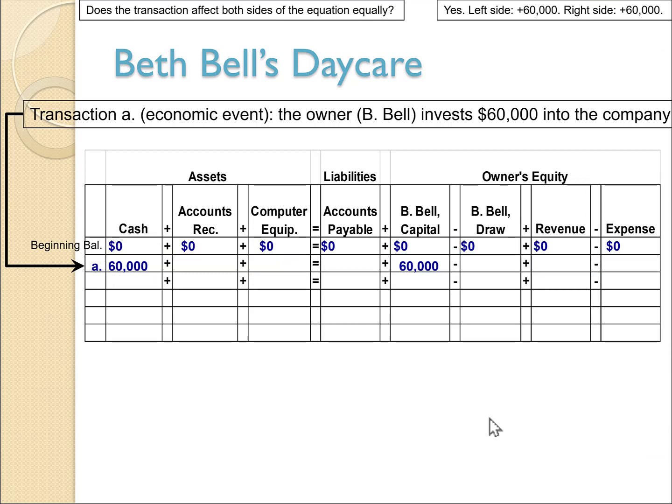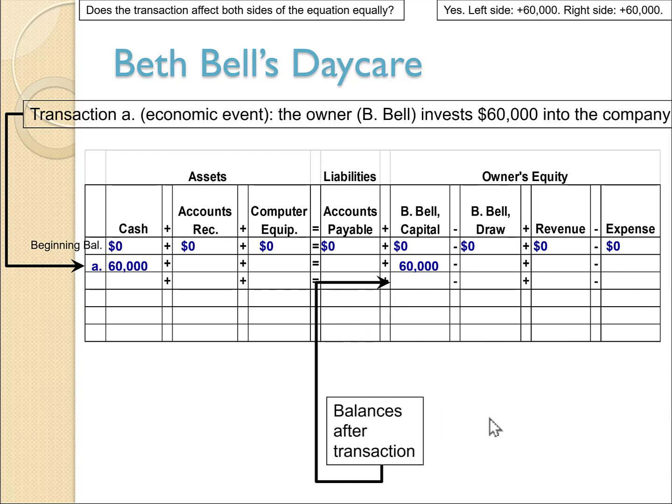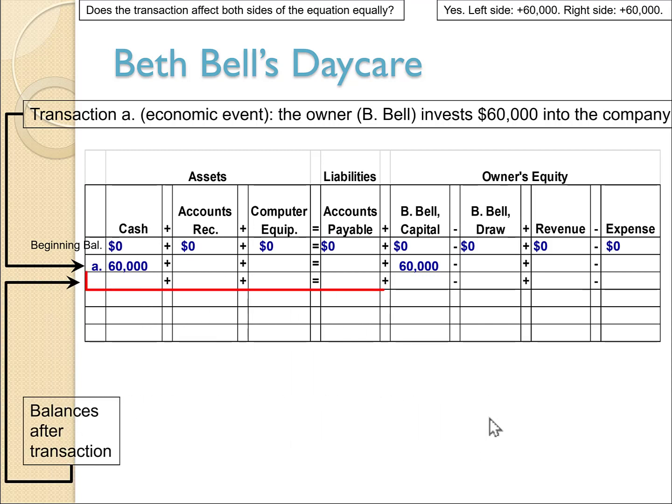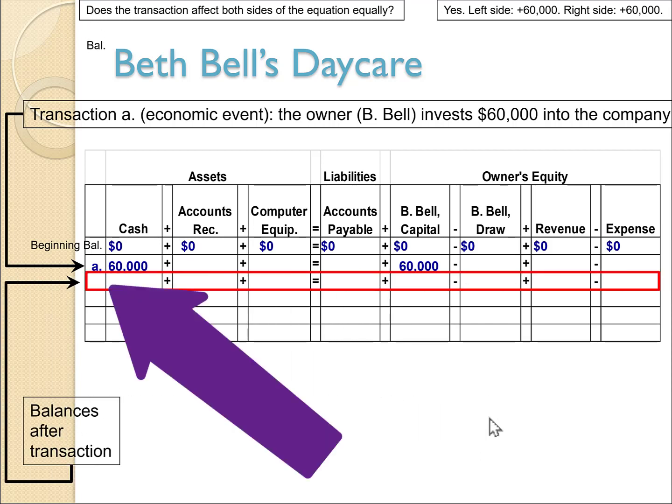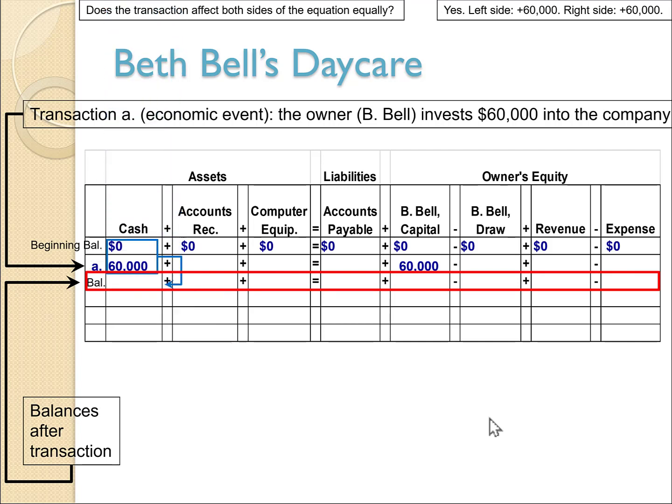Now, after every transaction, we need to know our balances. And this first calculation of balances is super easy. So we're going to calculate our balances on the next row. So we're going to write BAL, which stands for balance. And obviously our cash balance is $60,000 because we had zero before. We deposited $60,000. And then under capital, we've got $60,000.